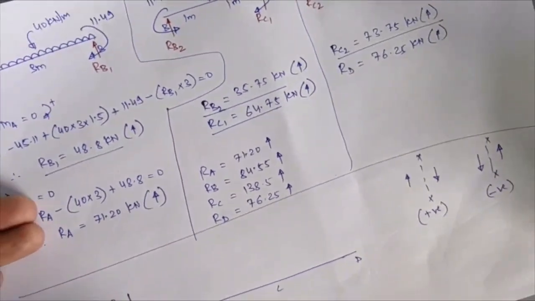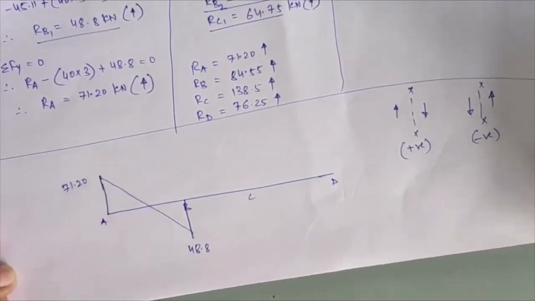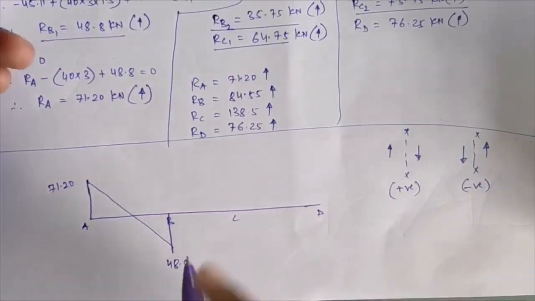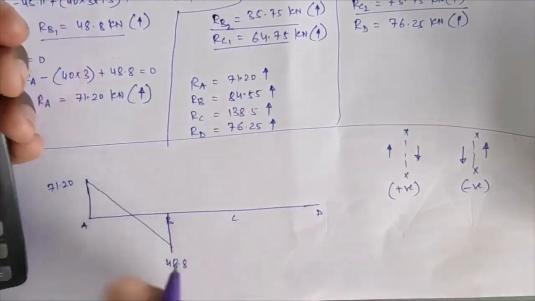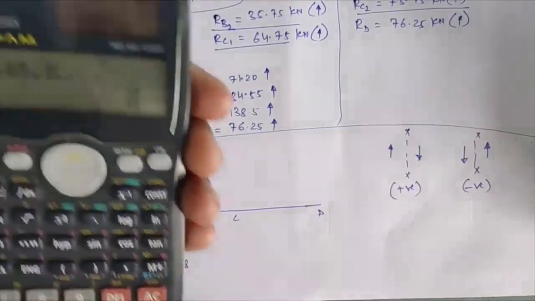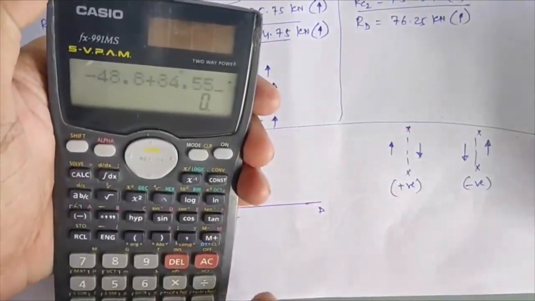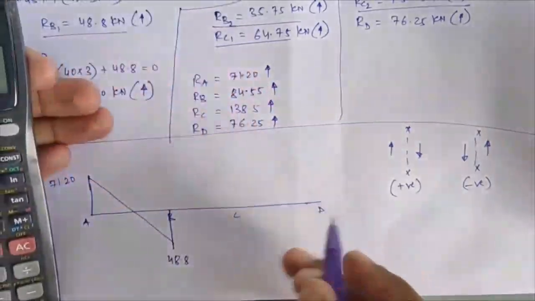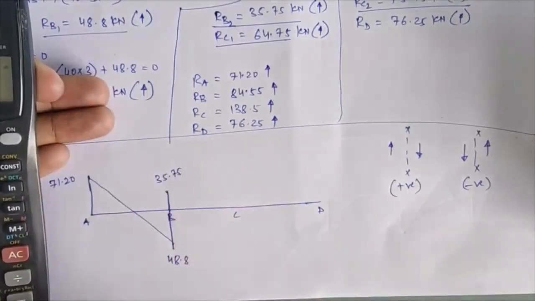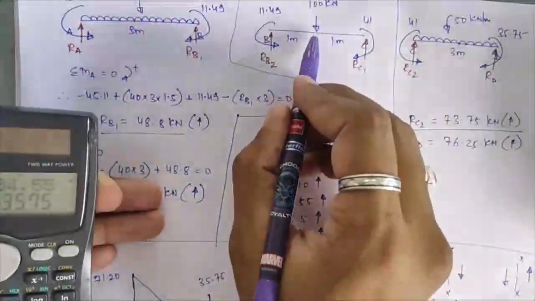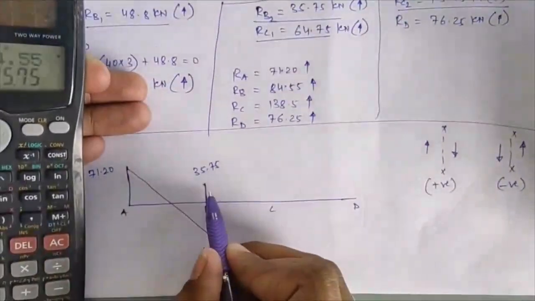Then in portion AB you are having a UDL, so your shear force diagram will have an inclined line. Now shear force to the right hand side of B, section passing to the right hand side of B, already we have calculated 48.8 negative. Plus your reaction RB will get added into that, that is 84.55. So shear force on the right hand side of B I am getting equal to 35.75. Now your shear force will change at the point load. Up to the left hand side of this point load, this 35.75 shear force will remain constant.